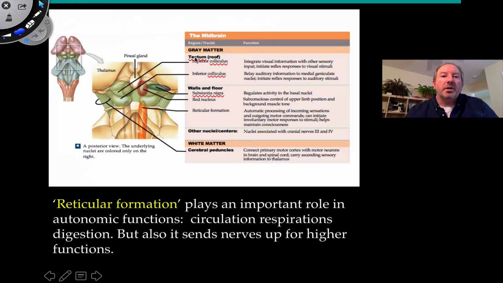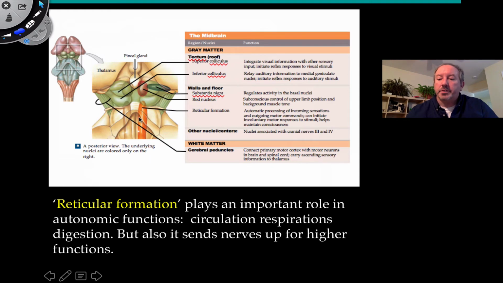All right. And so I wanted to point out, I mentioned here the colliculi, and I was talking a little bit about the cerebral peduncles, which carry tracts. You're welcome to pause this and take a look at the functions more closely. But I want to also point out right in here, there's this reticular formation. I didn't mention that before, and those play an important role. Nerves, obviously, reticular formation, they play an important role in autonomic functioning. So that's subconscious. In other words, circulation, respiration, digestion, these sorts of things. And they also send nerves up for higher functions as well to the cortex, cerebral cortex.